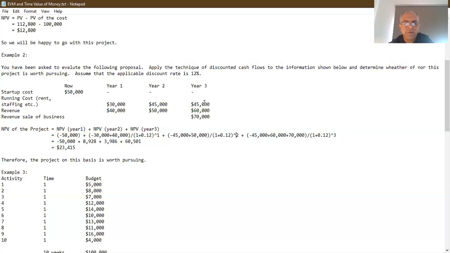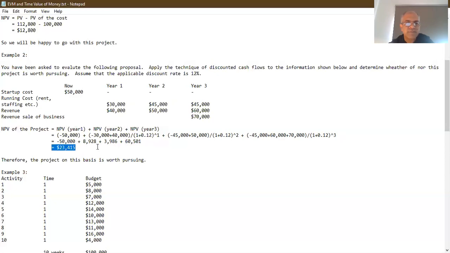And then in year 3, the 45,000 is going out of our pocket, that's why it's a negative. The 60 and the 70,000 are coming into our pocket, that's why they're positive, divided by 1 plus 0.12 raised to the power 3, because we have to discount it by three times. So this 50,000 remains as 50,000. This little figure here evaluates to 8,928. This figure here evaluates to 3,986. And this little figure here evaluates to 60,501. And if we do the arithmetic here, we get 23,415 as the net present value.